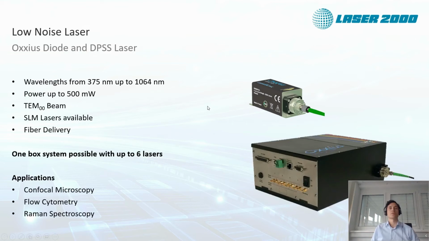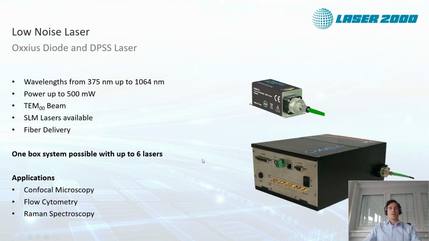So you don't have separate beam paths for the 3 wavelengths or 4 wavelengths. You have a one-box system with space for up to 6 lasers at different wavelengths. And also you have options such as an AOM. You can decide which fiber coupling fits to your microscope, or if you want to have a free space output, or also 2 outputs are possible here on this side. And this is really easy to integrate into your system, especially for confocal microscopy, flow cytometry, and Raman spectroscopy.